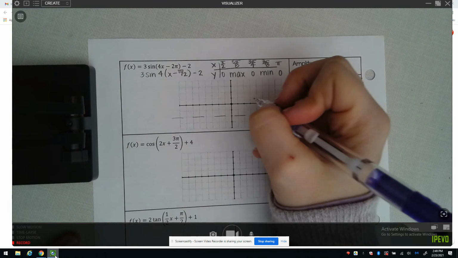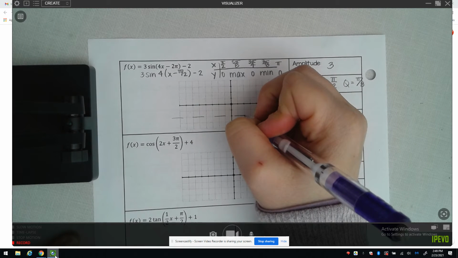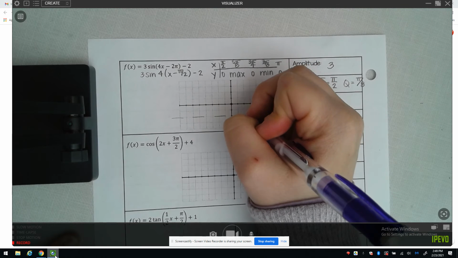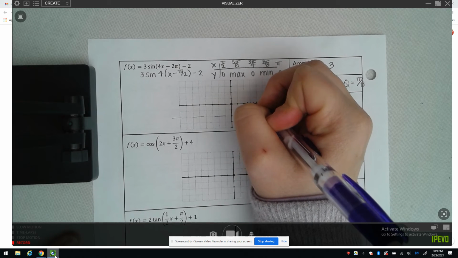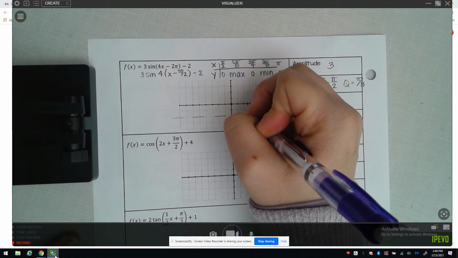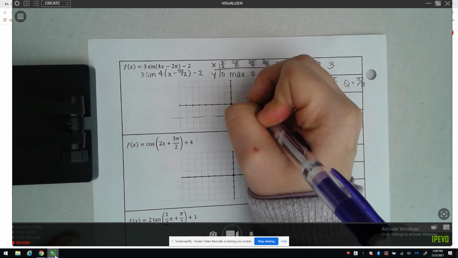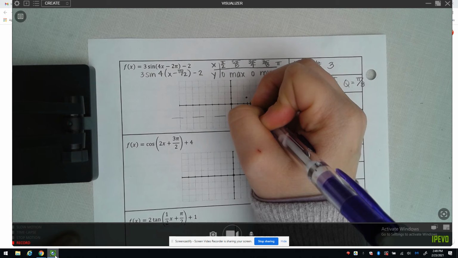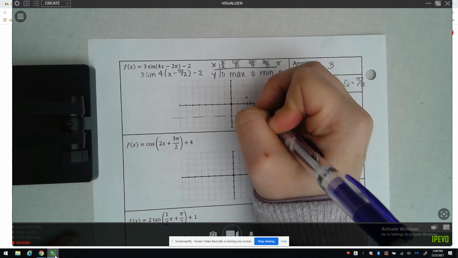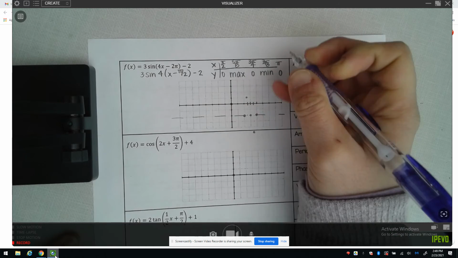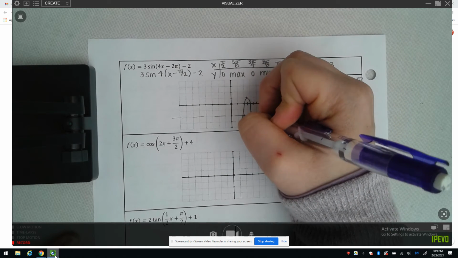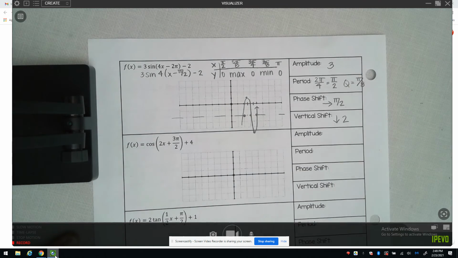All right, so pi over 2. I'm at my 0, my new 0, because I shifted down. At 5 pi over 8, I have my maximum, so I'm going to go up 3. 1, 2, 3. At 3 pi over 4, I'm back at my new 0. Go down 3. And then come back at my 0. A nice little squished sine curve.